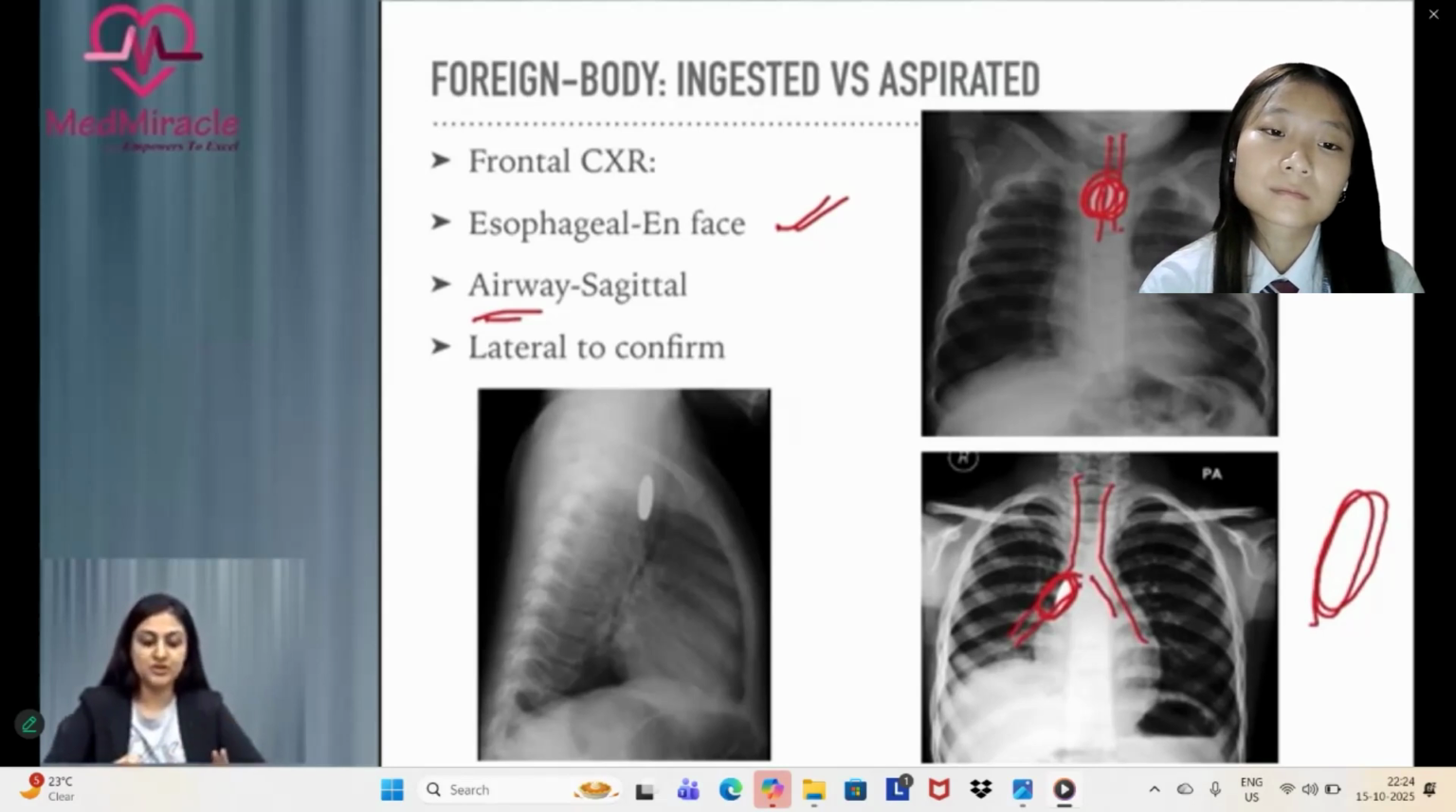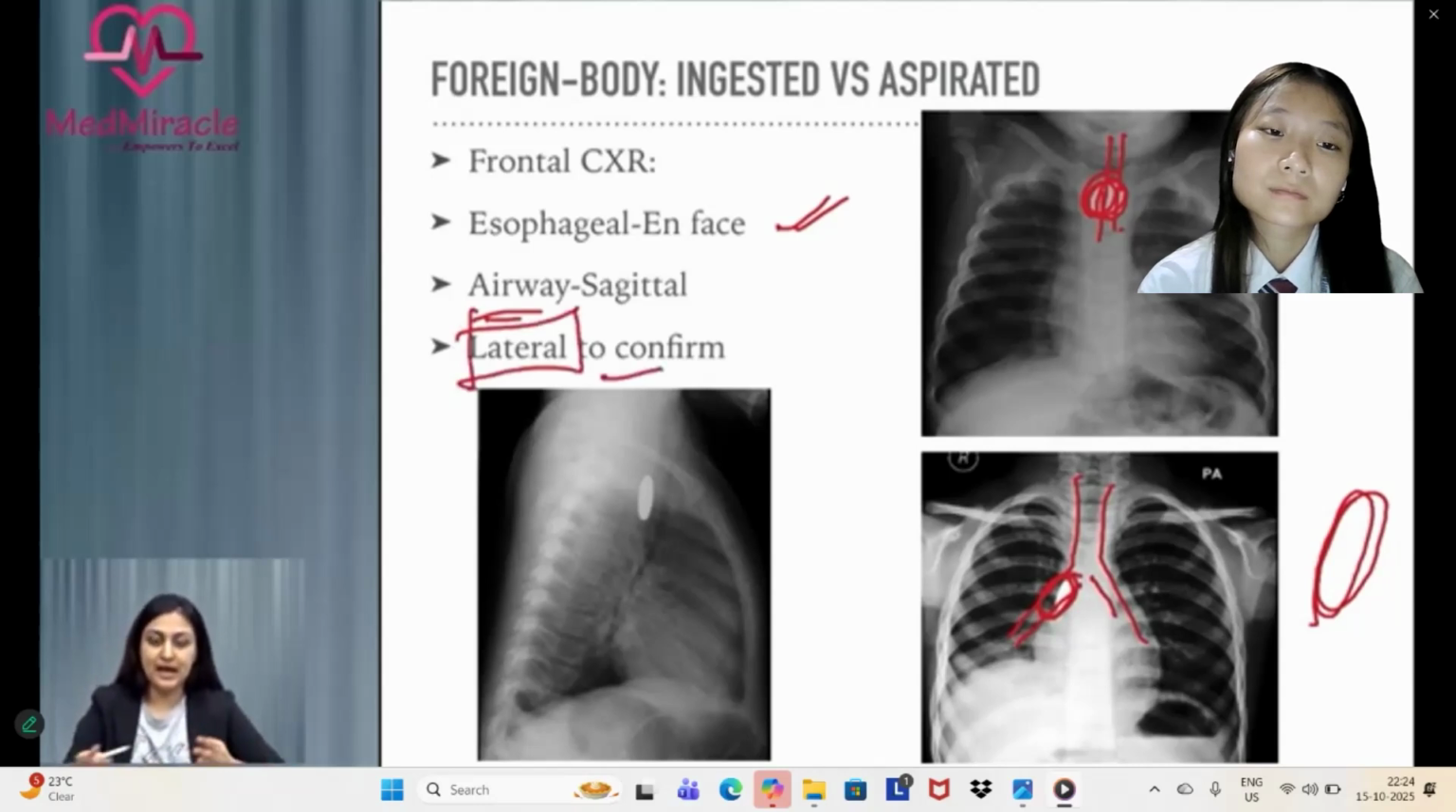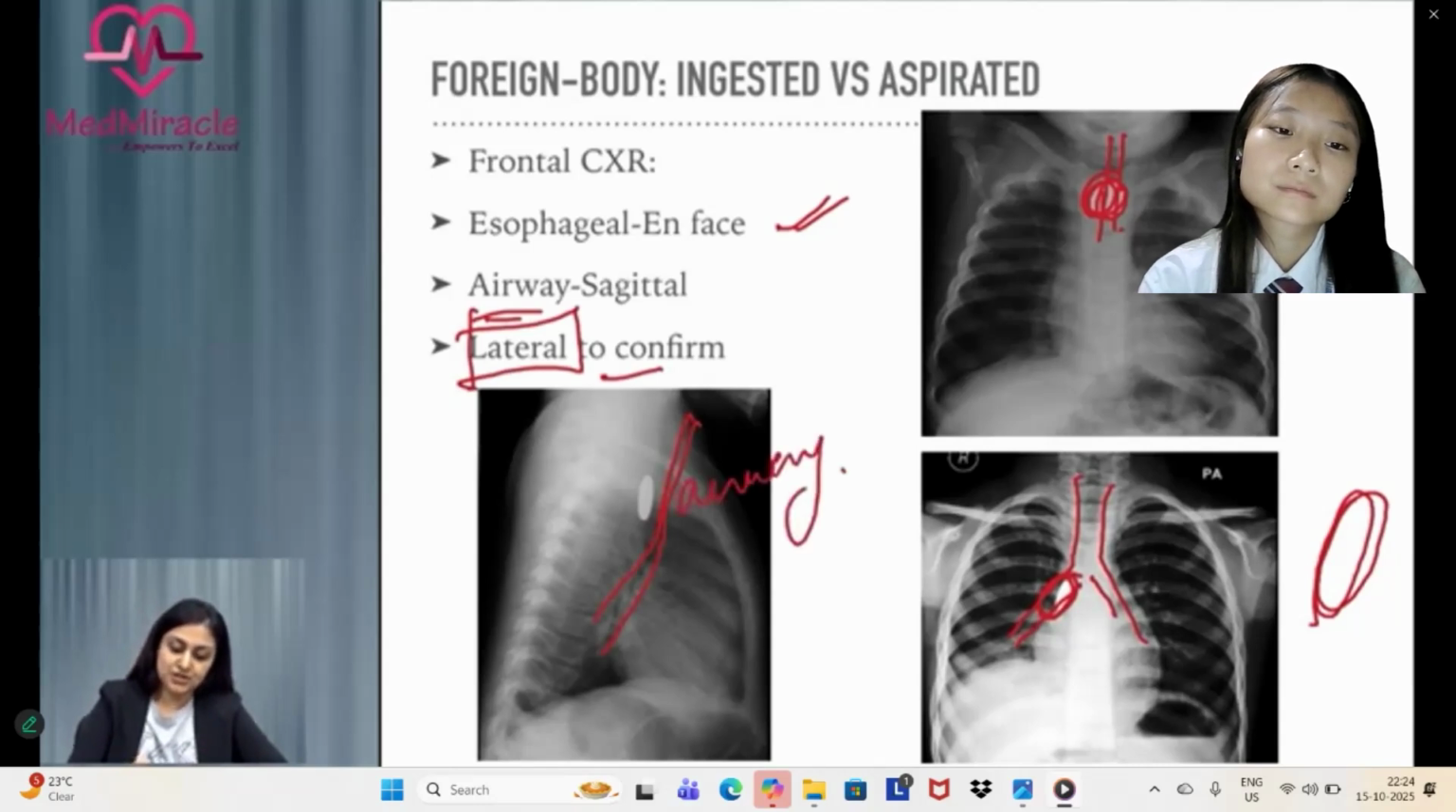So these are the two important tricks. You look at the shape of the foreign body and you look at the location of the foreign body, and the easiest way is to do a lateral X-ray to confirm. So on the lateral X-ray, we have these two structures separated. So as we can see, this air-filled structure, darker structure, and the anterior structure is the airway, and the posterior structure here will be the esophagus.